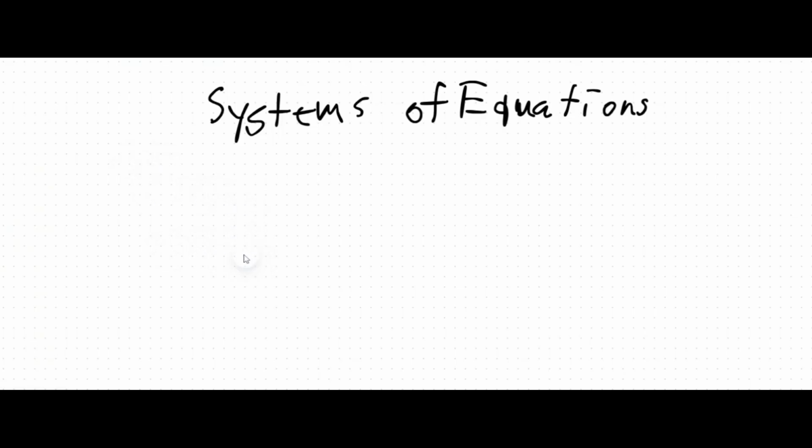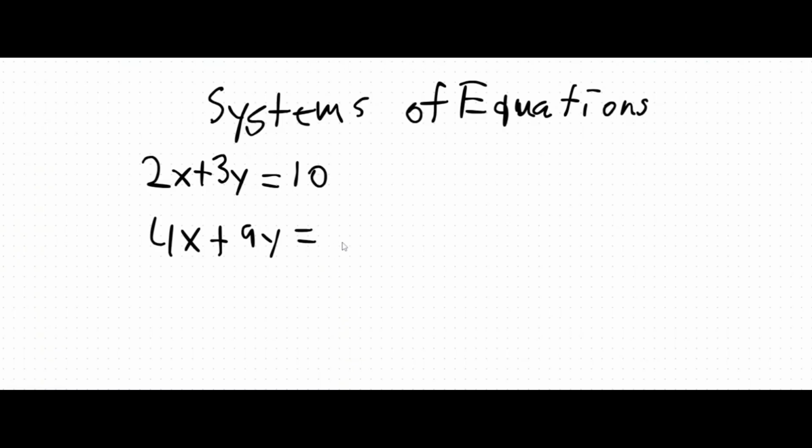Now, I'm going to teach you my favorite method of solving systems of equations, and it is known as the elimination method. Let's apply it on our first example. So we'll have 2x plus 3y equals 10, and 4x plus 9y equals, let's say, 26. Why not?